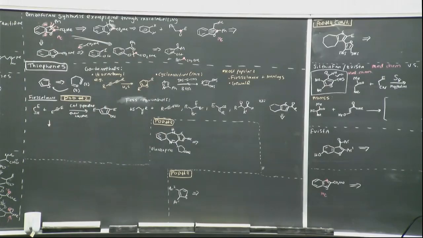This strategy only works with electron withdrawing groups at C2, obviously. So if we don't have an electron withdrawing group at C2, and we need to make that radiolabeled thing, the strategy is a little bit different.